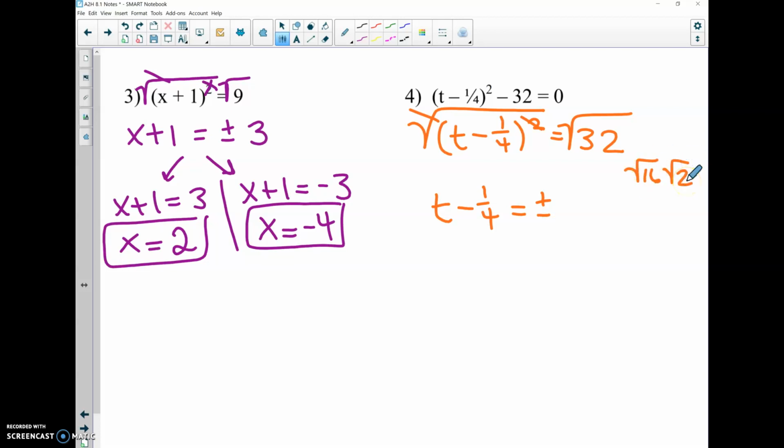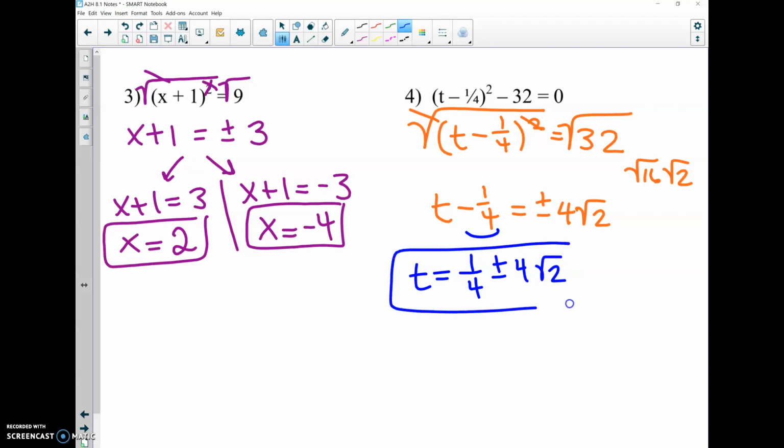The square root of 16 is 4, or that would have been 2 to the 5th, and you could take two groups of 2 out, or you can just say the square root of 16, which is 4, so that is 4 root 2. Our last step, we need to move this 1/4. So we're going to add it to both sides, getting ready for something that's coming a little bit later in this chapter. That 1/4, I'm going to move to the front here, plus or minus 4 root 2.